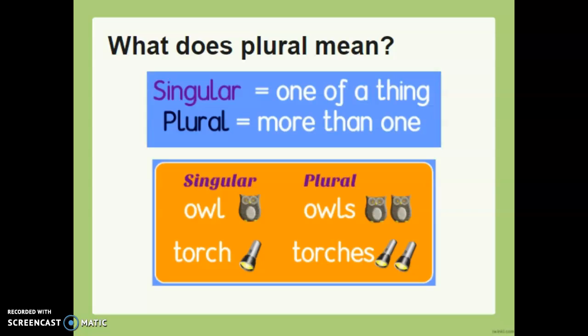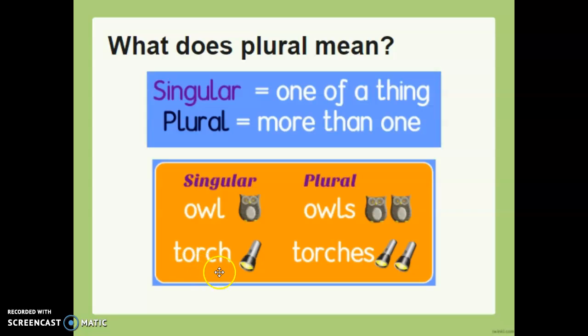So what does plural mean? Okay, so we've got singular means one of a thing. Plural means more than one. And if you look underneath, I've given you some examples. So we've got singular on one side and plural on the other side. So here, there's one owl, okay? That's singular. On the other side, we've got two owls. Can you see how the word has changed? We've just added an S to make it plural because there's more than one.